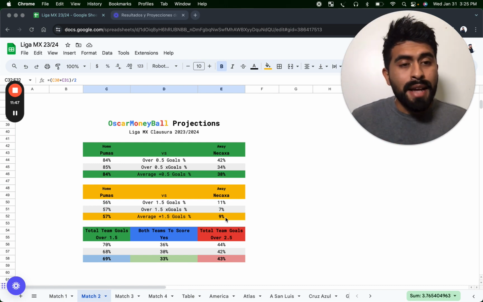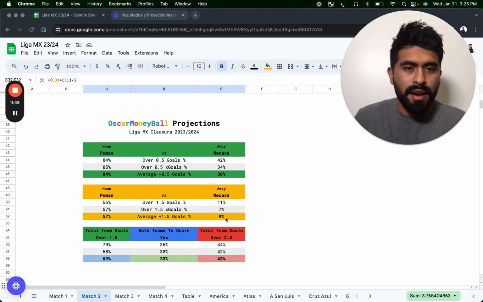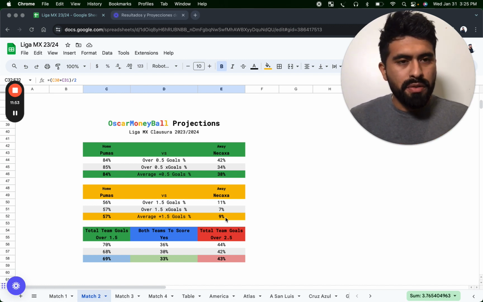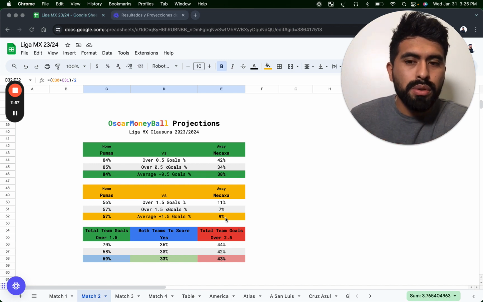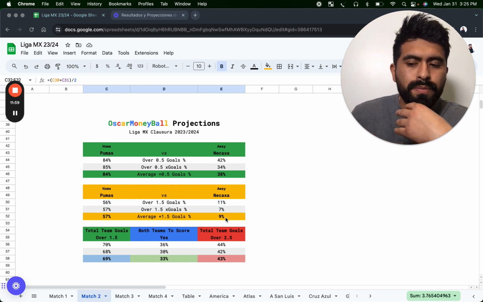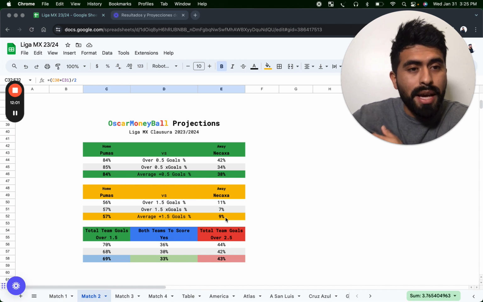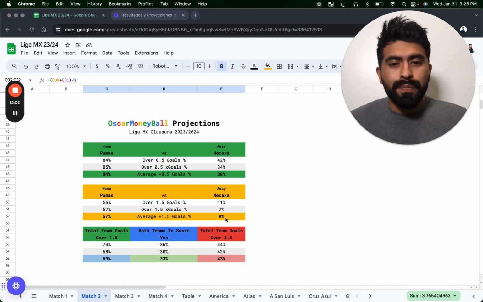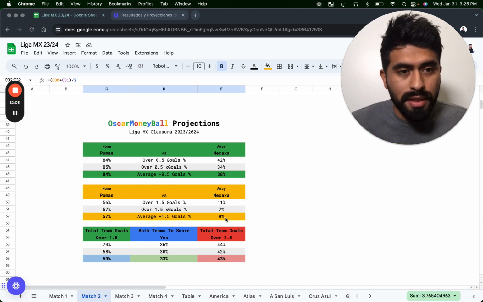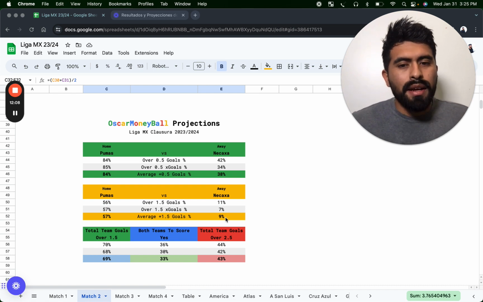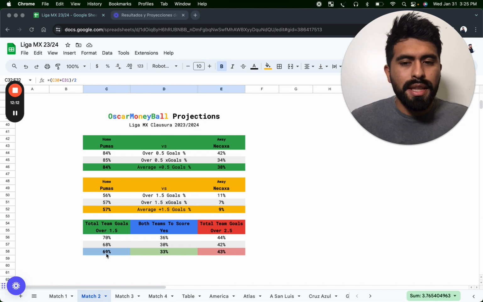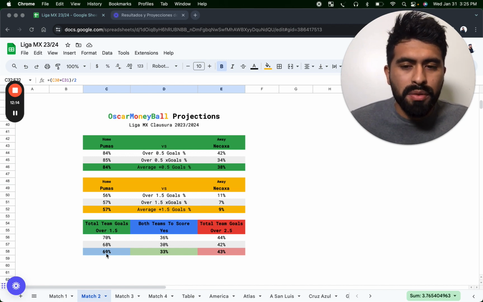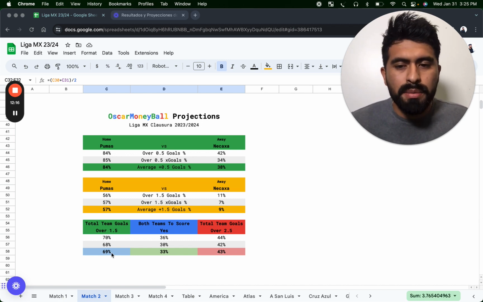But Necaxa did just come from playing on Saturday versus America, the Liga MX champions for the Apertura. They had a 0-0 draw. They were able to get a point out of this match and compete against America. Necaxa are on a great start this season. Anything could happen.